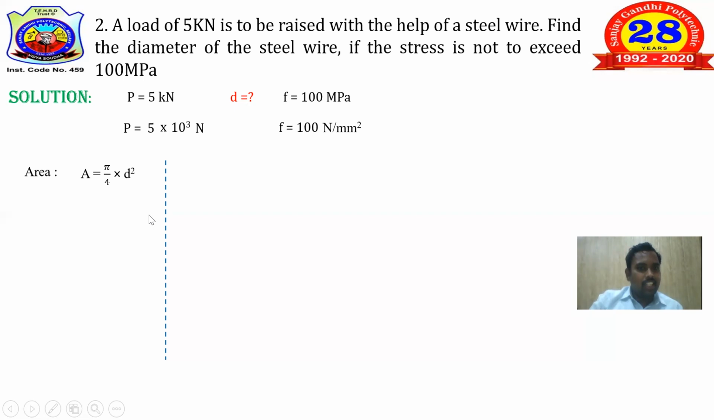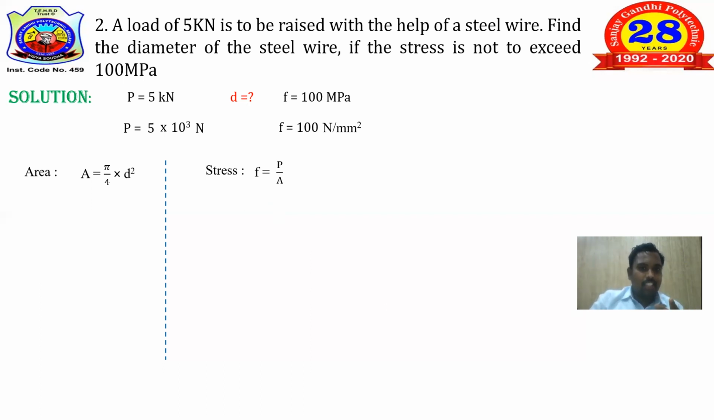In the previous problem, we came across an area where we had only one unknown, so we got the solution for area. But in this problem, we have two unknowns: A is unknown and d is also unknown, so we cannot solve for area. What should I do? Simple, just skip the area and go to the next step. Next step is stress. What's the formula for stress? Stress F equals P by A.